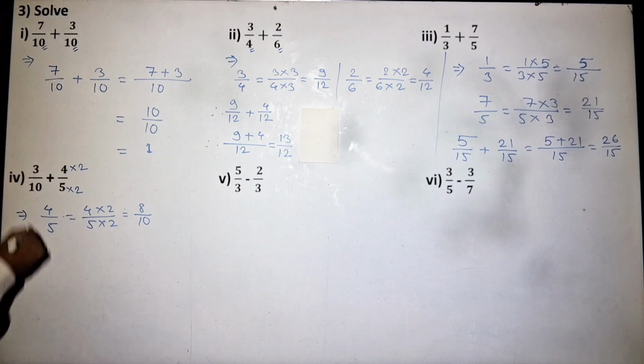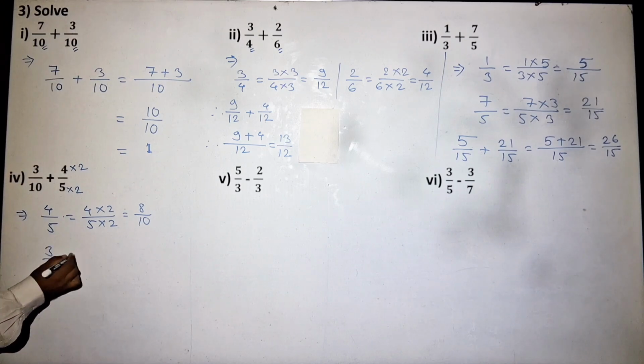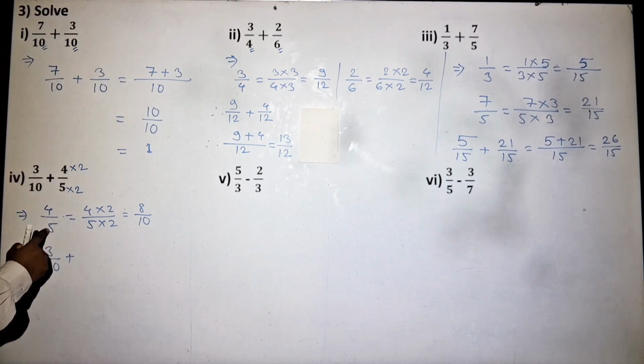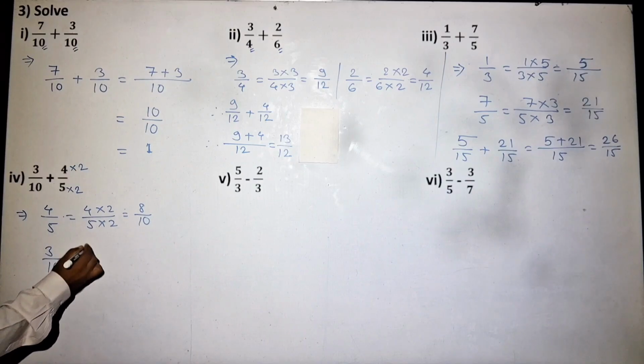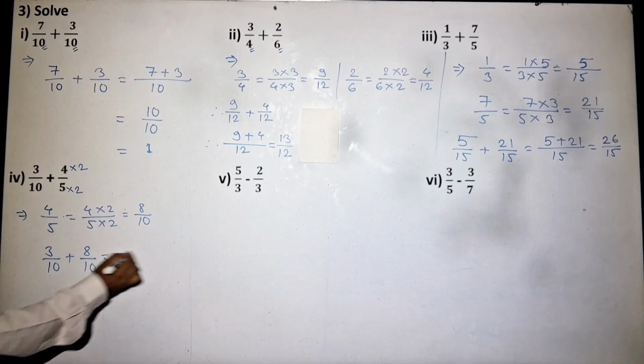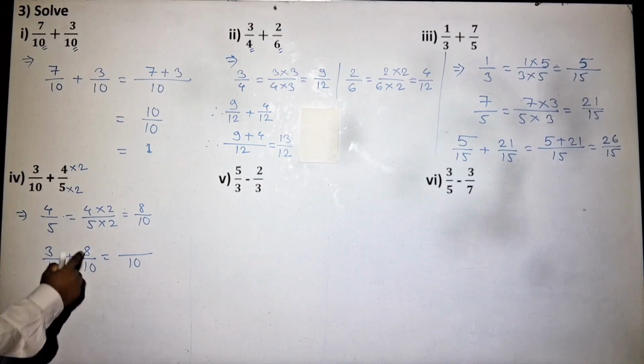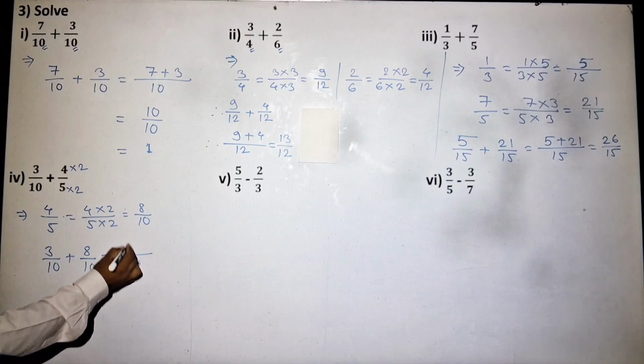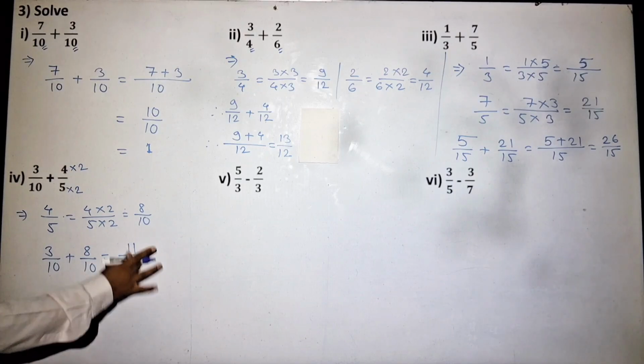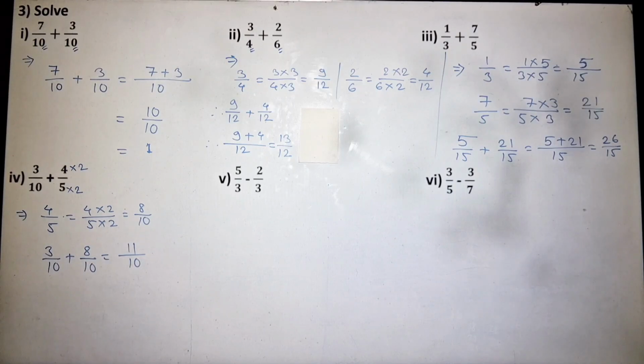Okay. Now 3 by 10 as it is. Now 4 by 5 means 8 by 10. Both are equivalent. Therefore, we take 10 as a denominator. 3 plus 8. 3 plus 8 is 11. Therefore, the answer is 11 by 10.